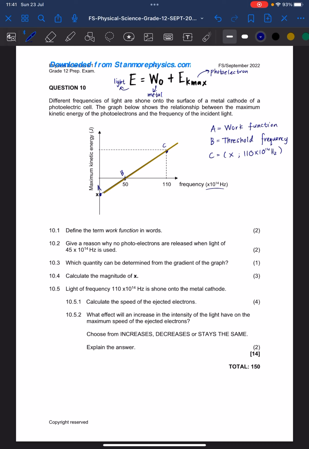It will help you a long way so that you don't spend a lot of time trying to make sense of things that maybe you don't understand or you don't want to understand. Then next, our gradient. What is the gradient? The gradient of this graph is Planck's constant, or h. We know that h, or Planck's constant, is equal to 6.63 times 10 to the negative 34. Now, let's start solving the questions at hand.